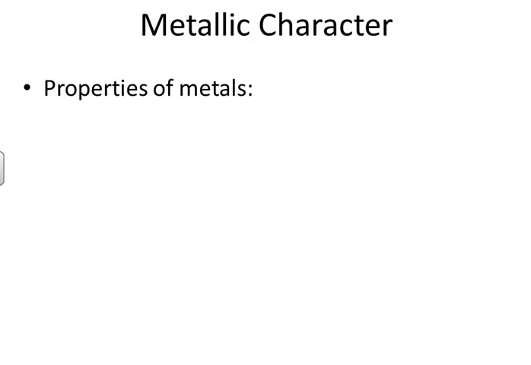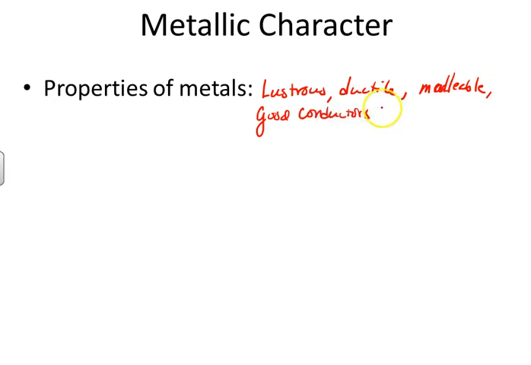Okay, our next property is metallic character. And let's look at some properties of metals. Metals tend to be lustrous, shiny, ductile. They can be stretched, malleable, meaning that they can be hammered out into flat sheets. They tend to be good conductors of both heat and electricity.